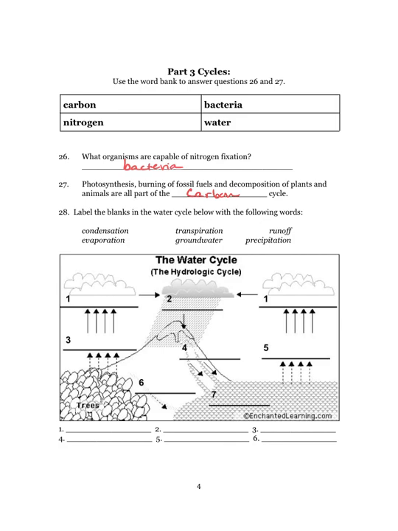Number 28 says label the blanks in the water cycle below with the following words. So the vocabulary words we're going to use are condensation, evaporation, transpiration, groundwater, runoff, and precipitation. So first you'll notice that number 1 is pointing to the clouds, and that process is condensation, when water goes from being a gas as water vapor in the atmosphere to condensing so that we can see it in the form of clouds.